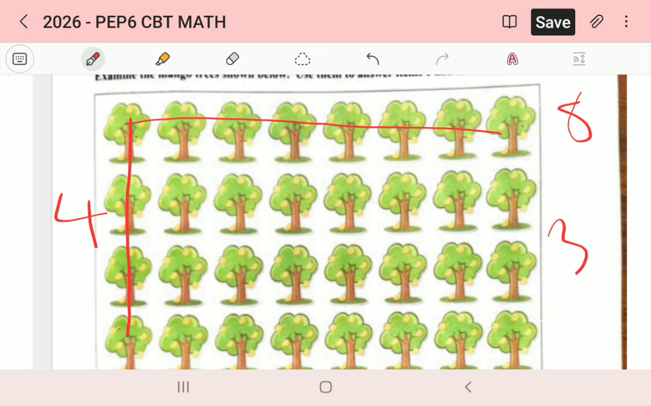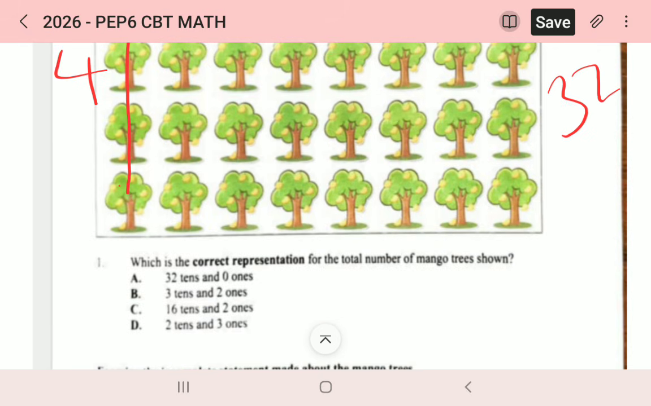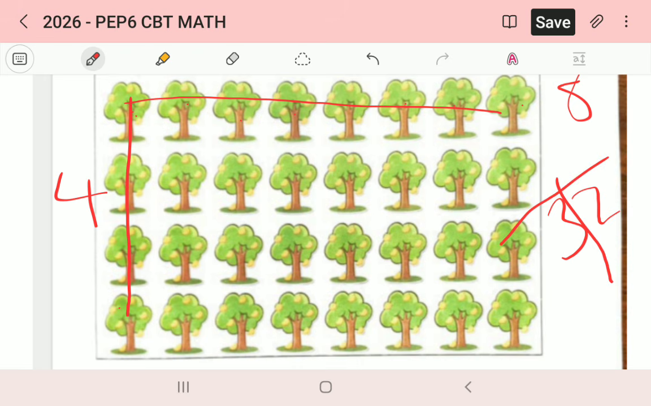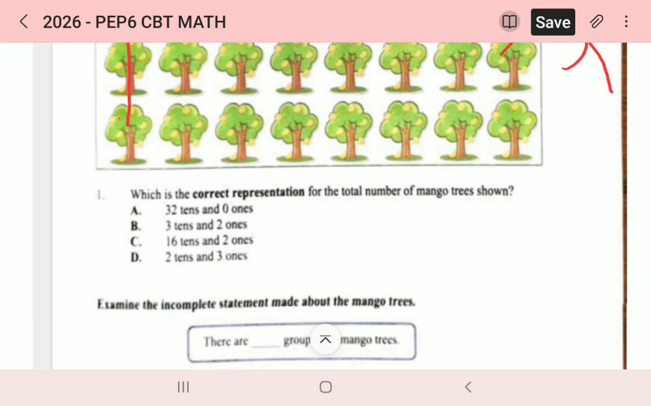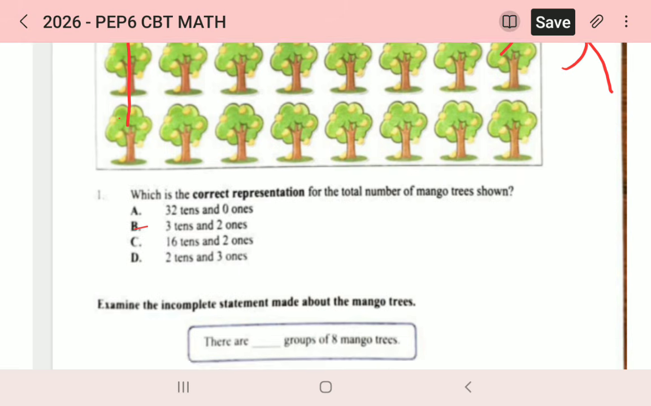4 8s is 32, so right away we know we're working with 32 trees. All right, which is the correct representation for the total number of mango trees shown? So if it's 32, see, it's a good thing we have gone through that. It's ones and tens, so it would be 3 tens and 2 ones. Let's look if that's there, and the answer is B, 3 tens, 2 ones. All right, let's move on.